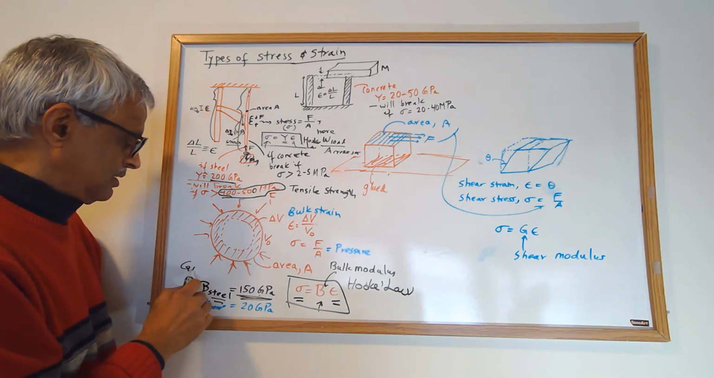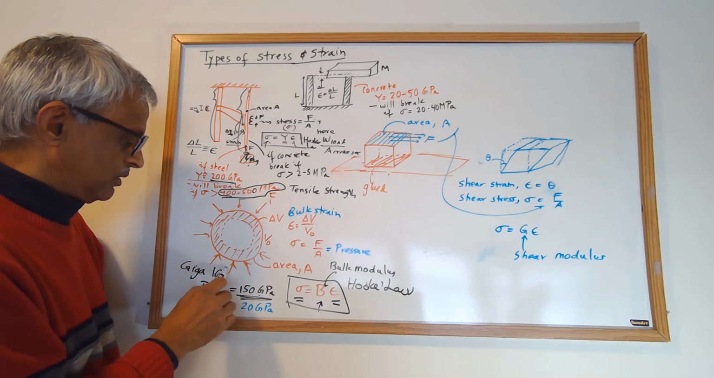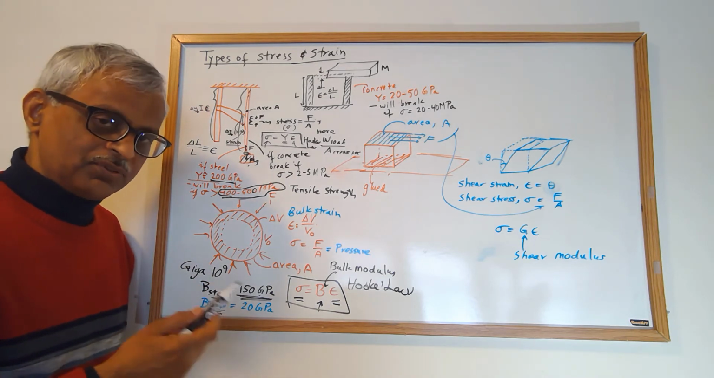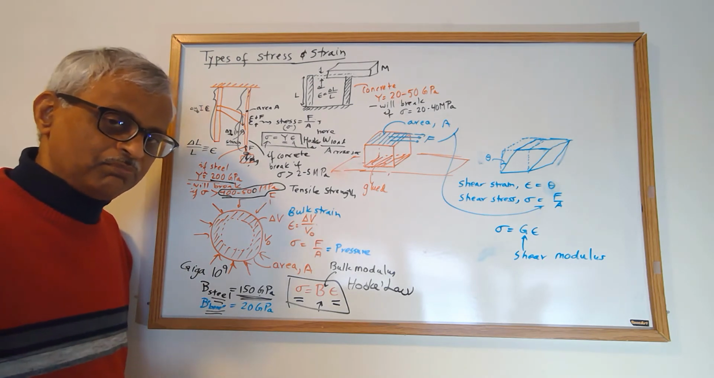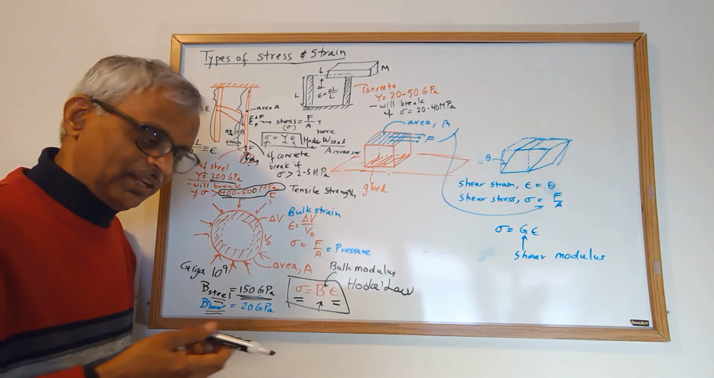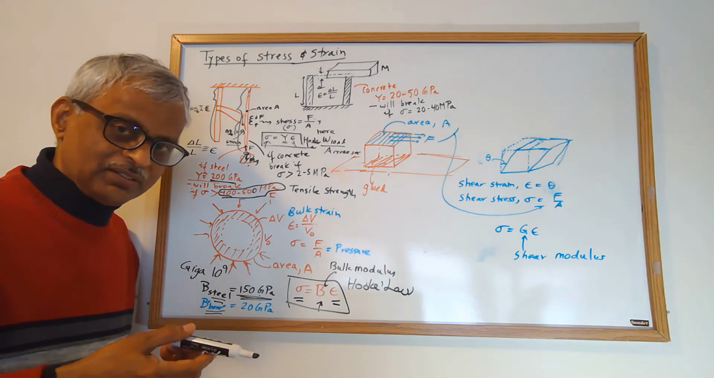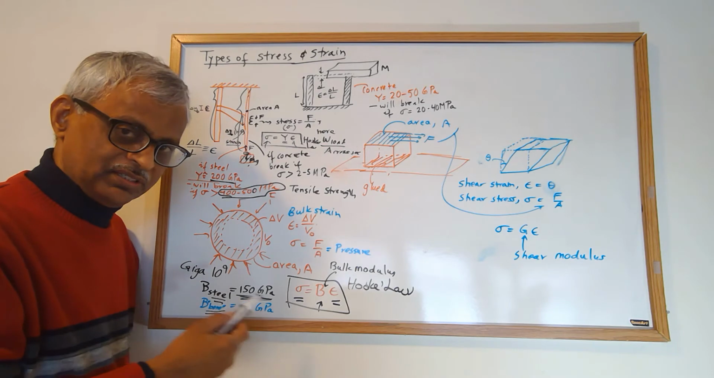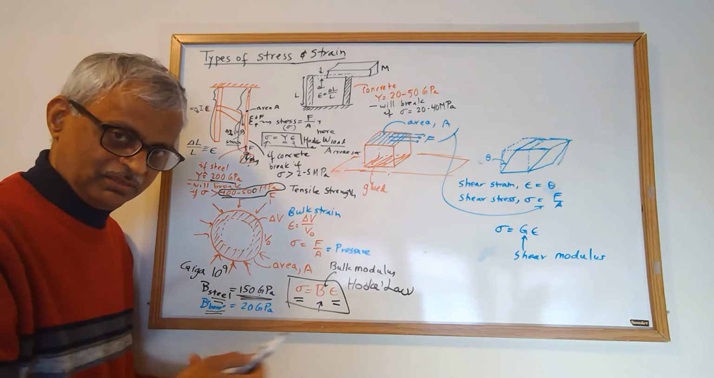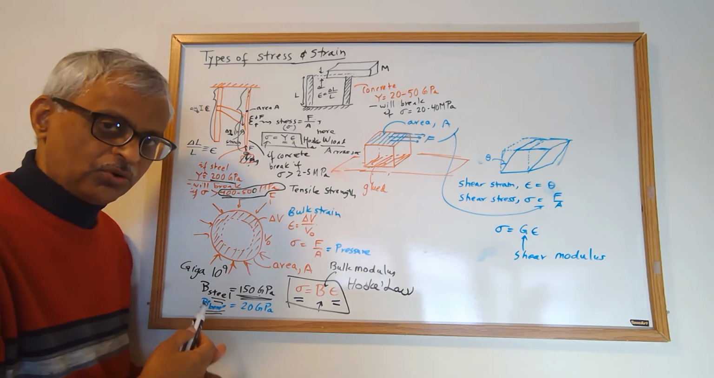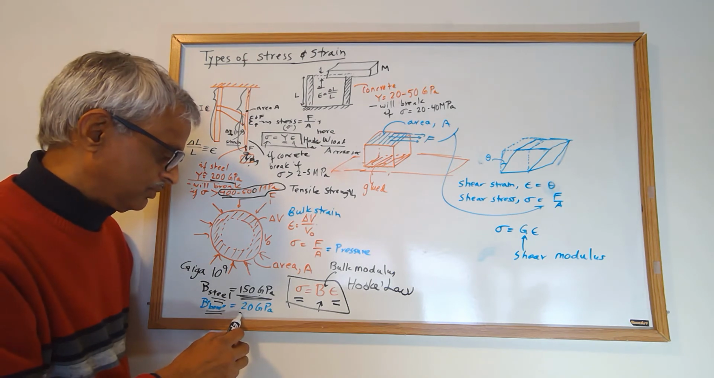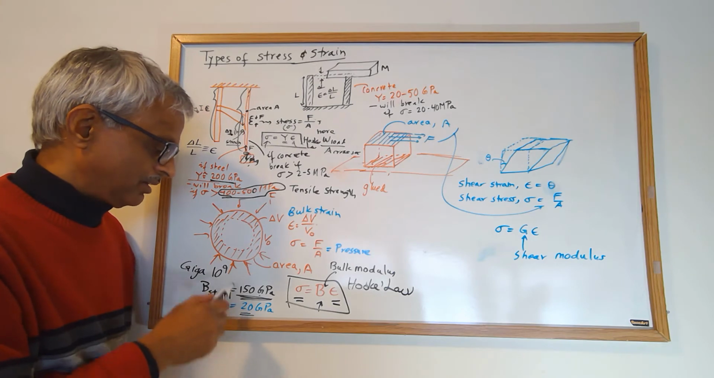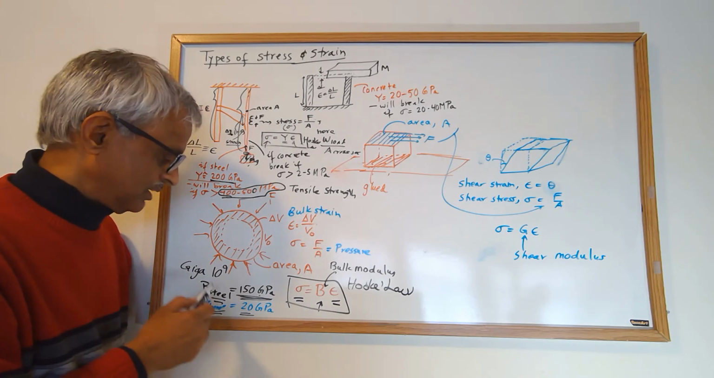Giga is 10 to the power 9. If you look at bone, of course, different bones in the human body or animals have different compressibility, and so they respond differently. But this is a cortical bone, and for that it's about 20 gigapascal. So it's about 1/8 of the steel.